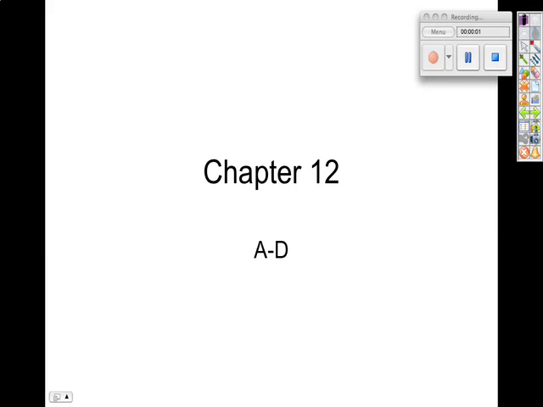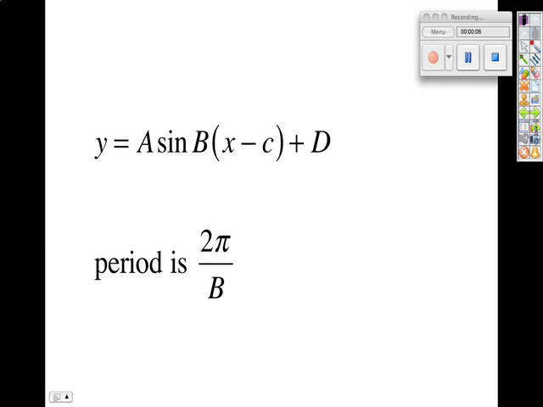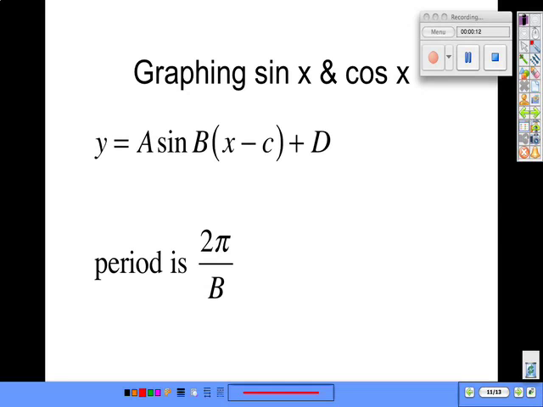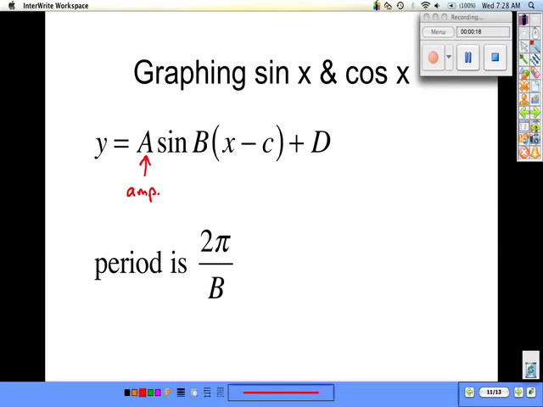Chapter 12, we look at graphing trig functions quite a bit, and today we're going to look at sines and cosines. So the graph for sine and cosine generally looks the same. The A tells us the amplitude. B allows us to find the period. We take 2 pi and divide it by b. We use 2 pi because that's the typical length for a regular sine or a regular cosine graph, because that's once around the unit circle.